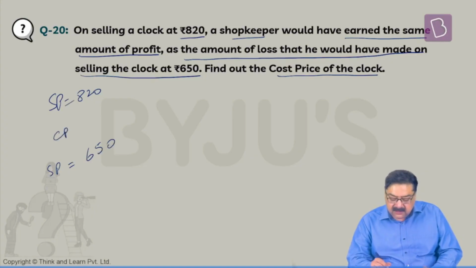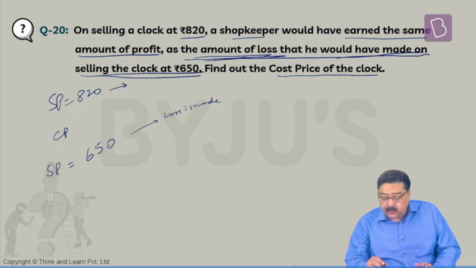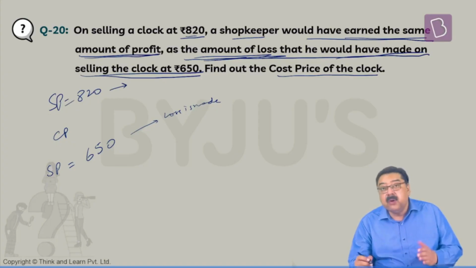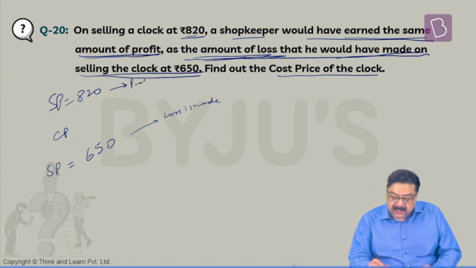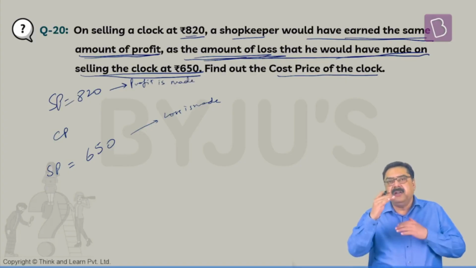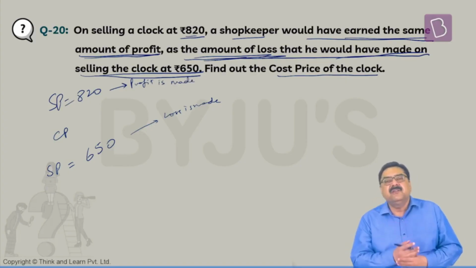So somewhere between this is the cost price. Because on selling the item at 650, loss is made, as is given here, amount of loss that he would have made on selling the clock at rupees 650. And on selling the item for rupees 820, he would have earned the same amount of profit. So here, on selling the item at rupees 820, profit is made. So between this profit and loss, somewhere the cost price of the clock lies.